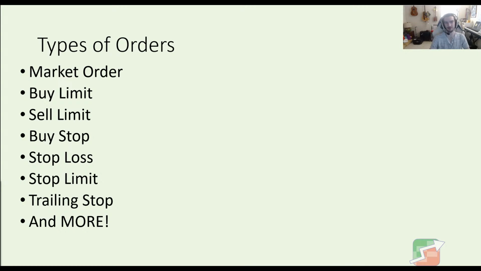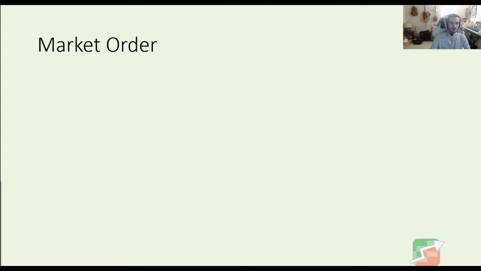There are lots of different orders that exist, not just one type of order, but you can use two different ones together in what are called conditional orders, which you can say, I want to buy if this, but also this, or if this, but not that. So let's start off with the basics. Let's start off with a market order.